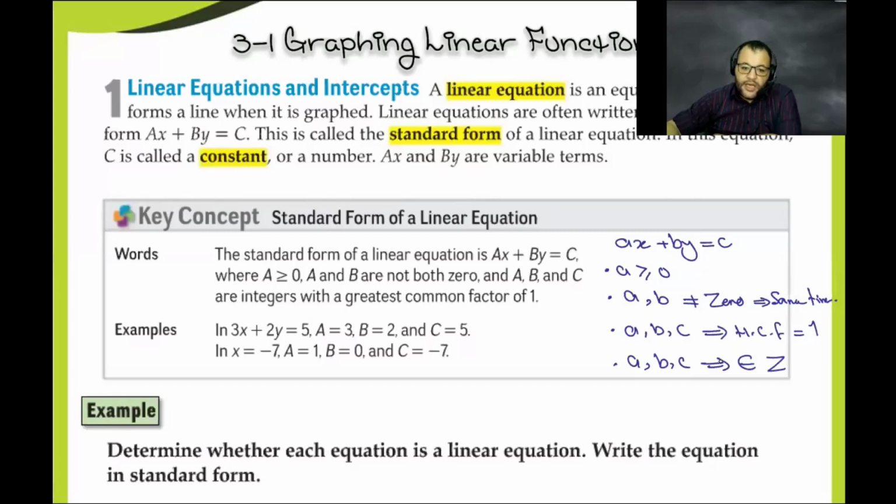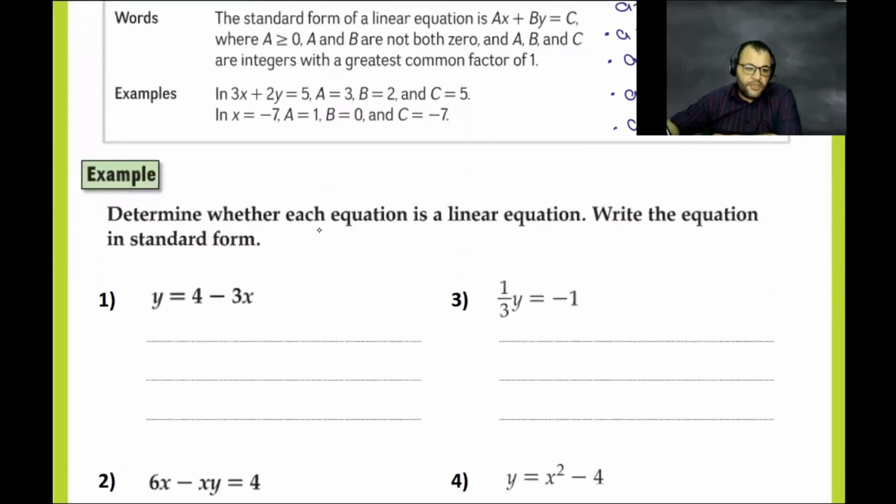So Z is the integer number. A, B, and C are not decimals and not fractions. We need to determine whether each equation is linear or not. If it is linear, we need to write it in standard form.